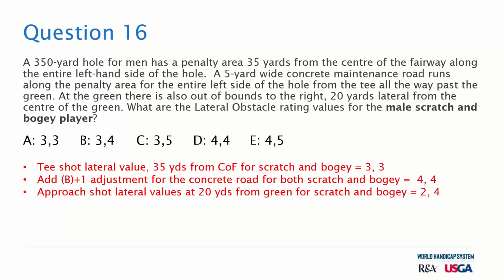The approach shot lateral values, 20 yards from the green, for scratch and bogey are 2 and 4. And how do we get those 2 and 4? Well, we know the length of the hole measures 350 yards. So based on that, we know that we have 150 yards left for bogey and 100 yards for scratch into the center of the green, based on the front of the guide, which has our baseline for shot lengths for both players. So 250 from 350 for scratch is 100, and 200 less from 350 for bogey is 150.